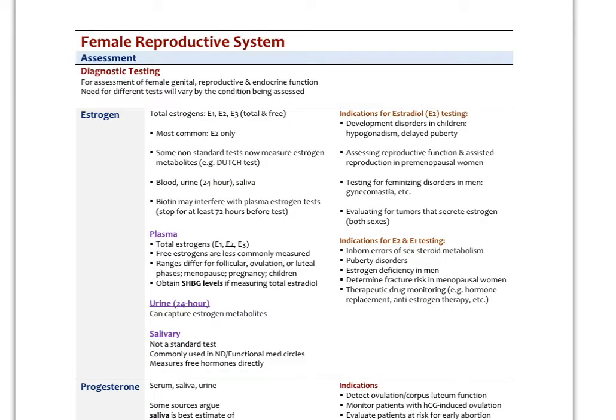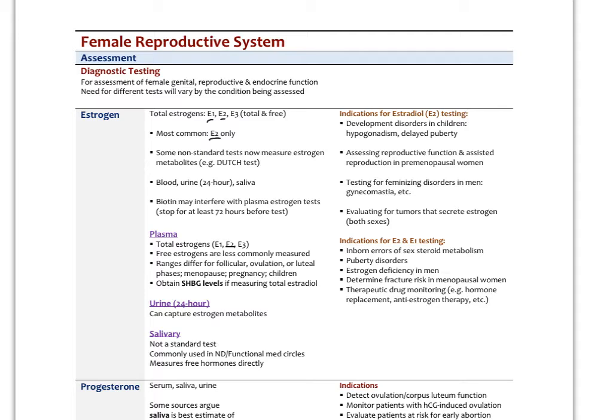Now, for assessment of the female reproductive system, we use several basic hormone tests, and the need for these will, of course, depend on our underlying clinical suspicion for different disorders. But with estrogens, we of course have 3 estrogens: E1, E2, E3, and they can be measured either total or free. Remember, E2 is the primary premenopausal estrogen, and E1 is the primary postmenopausal estrogen. Most commonly, especially premenopausally, we're just measuring E2, 17-beta estradiol.